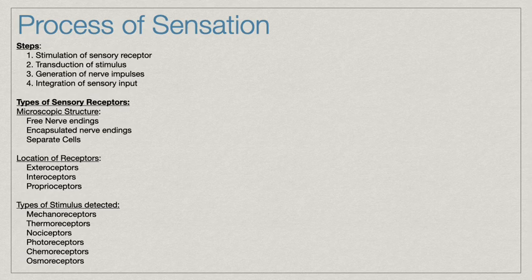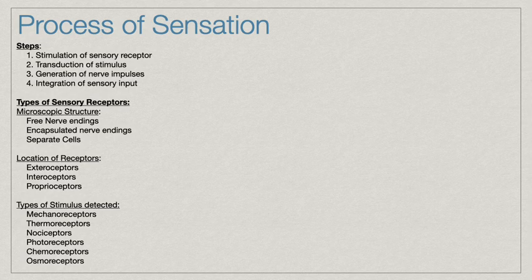Structurally, we have free nerve endings, which are just dendrites that are exposed. Encapsulated nerve endings are dendrites that are encapsulated in a piece of tissue. And separate cells are physically separate cells that interpret that information before sending it to the dendrite. We can name these sensory receptors based on their location. Are they outside of the body, exteroreceptors? Are they internal, inside of the body, interoreceptors? Or do they help with balance and body position, our proprioceptors? Many of those are found in our joint spaces and our muscle spindle fibers.